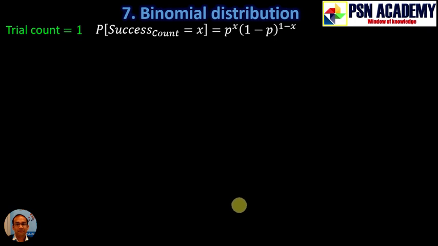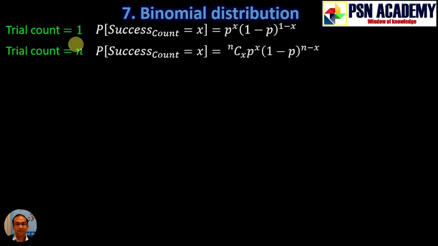Now, we go for binomial distribution. What we have seen in the previous slide, when the trial count is 1, probability of success count equal to x will give you p raised to x, 1 minus p raised to 1 minus x. When the trial count is n, and n is greater than or equal to 2, there are 2 or more trials now, then what will be the equation? It is nCx and p raised to x, 1 minus p raised to n minus x.